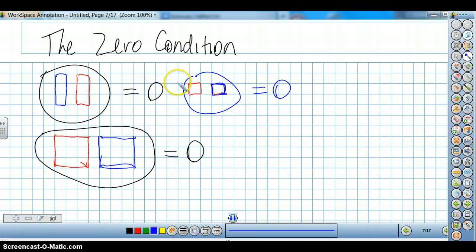Carrying on, you can have what's called a zero condition. If you have one of each, or you have the same number of each, they can be grouped together to create a zero condition. So one skinny blue tile and one skinny red tile would create a zero. If you had a pair of two of the small ones, that would become zero. And if you had two of the big square ones, that too would also become zero.